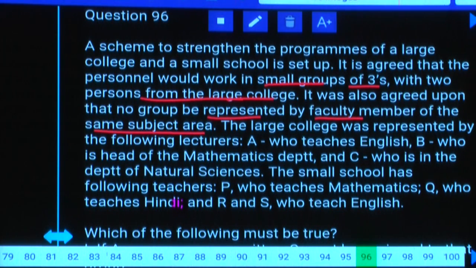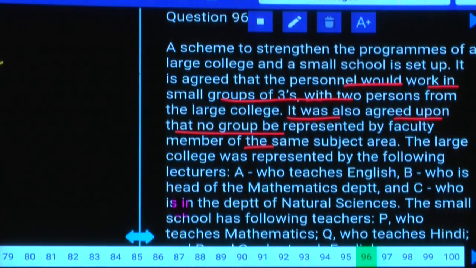And the large college was represented by the following lecturers. Now the college, tell me who are the persons from the college here? A, B and C are the persons from the college. A teaches English, and B is head of the mathematics, and C, the Department of Natural Science, isn't it?